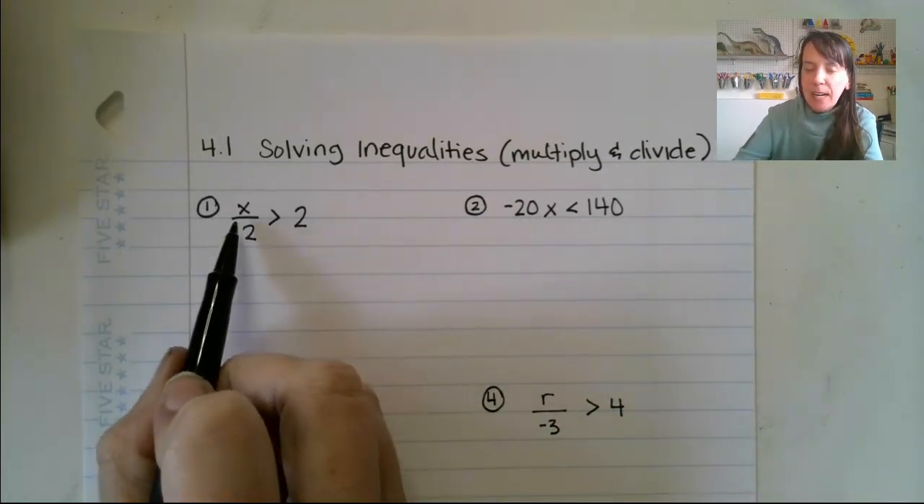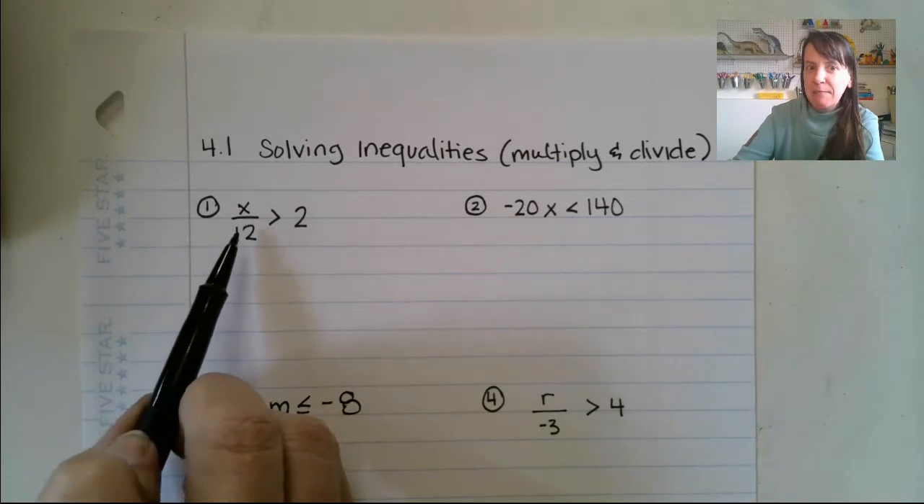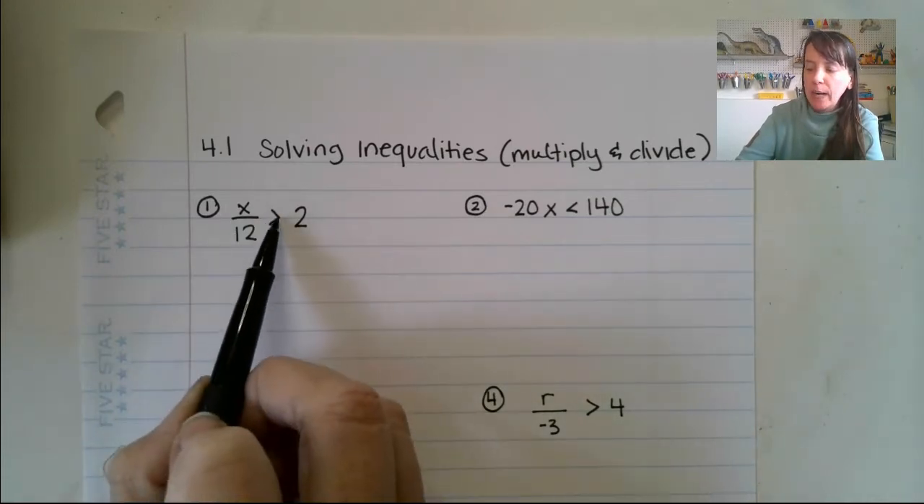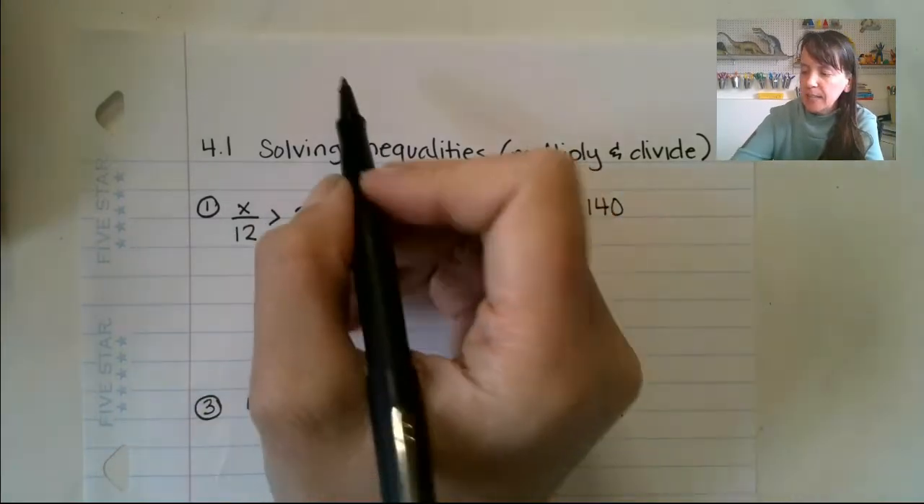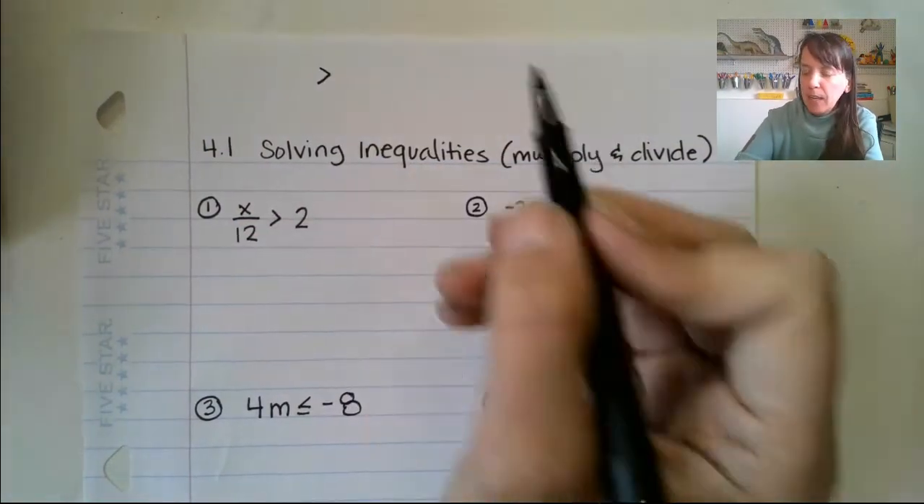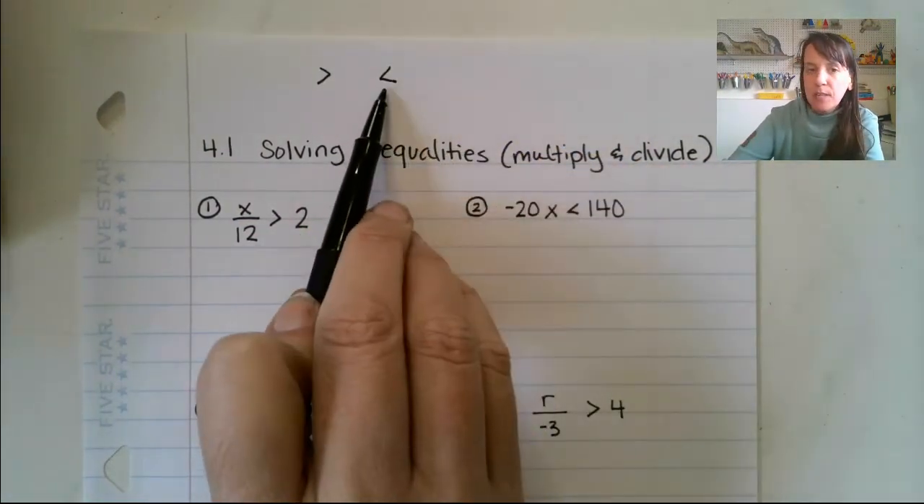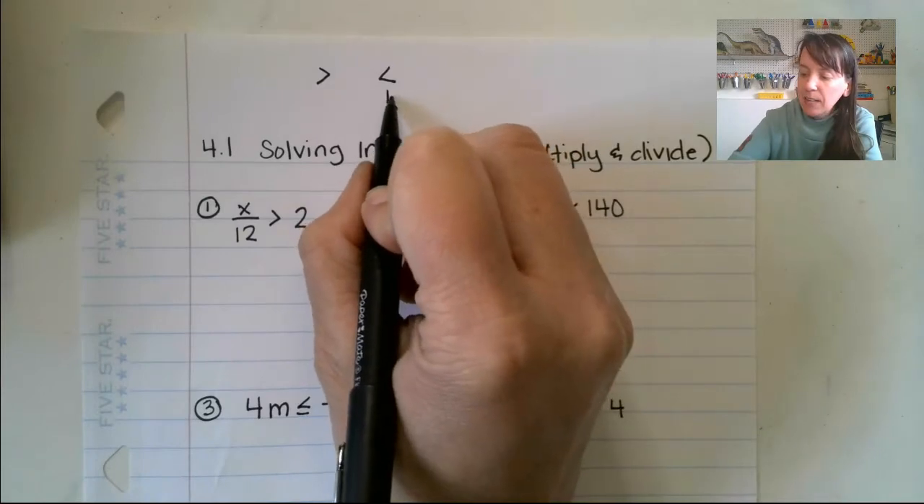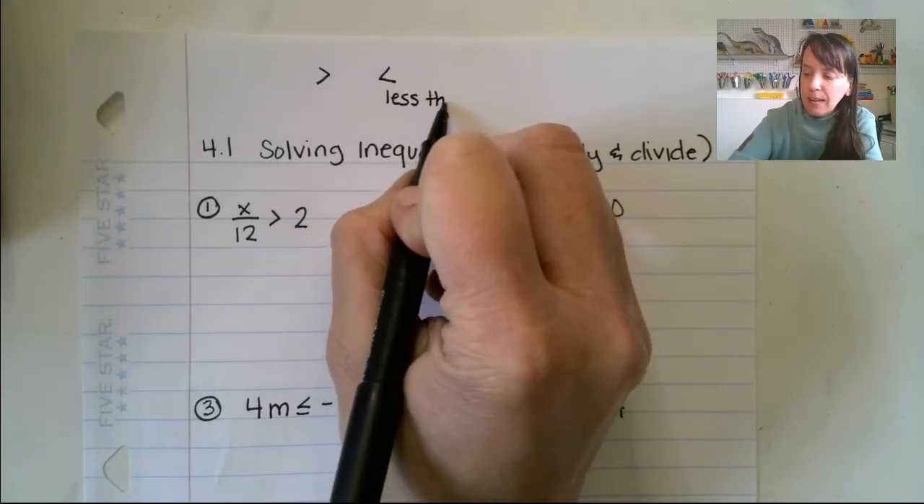All right, looking at number 1, we're dividing here. X divided by 12 is greater than 2. Now here's a hint. Here's our greater than symbol. Here's our less than symbol. If you'll notice, that less than looks like it's an L. So that's how I remember that's the less than.